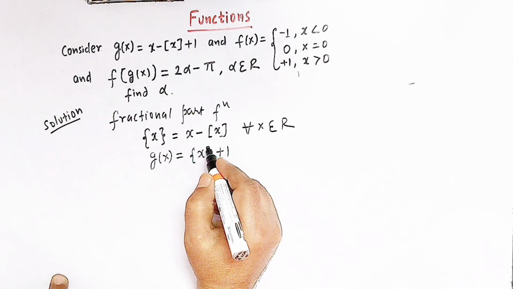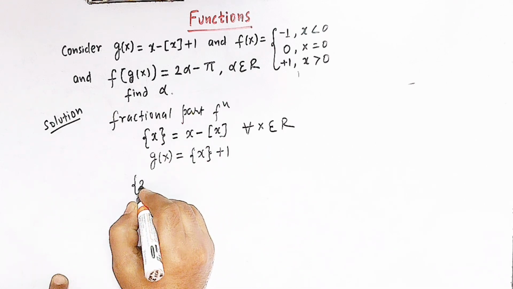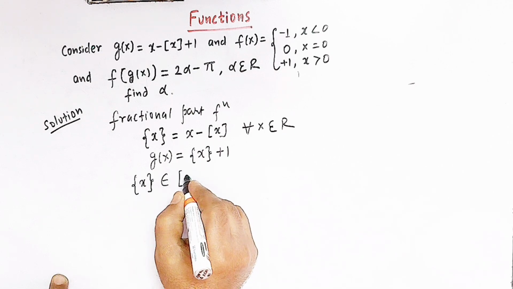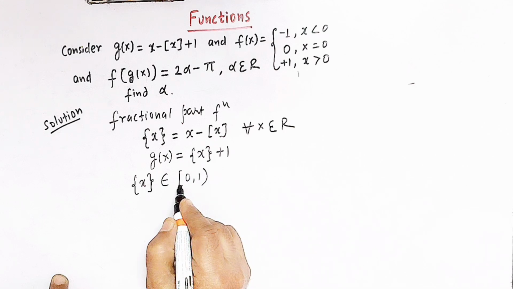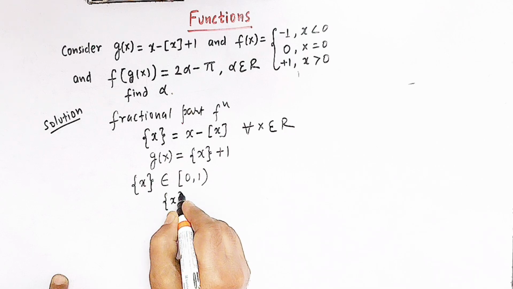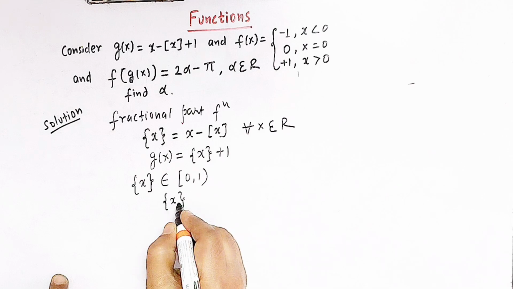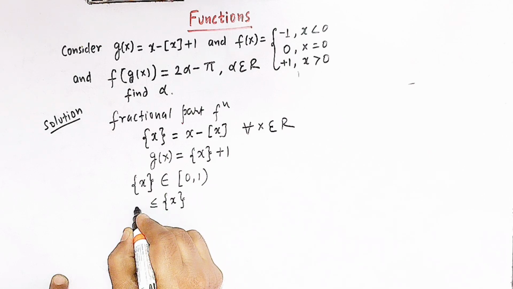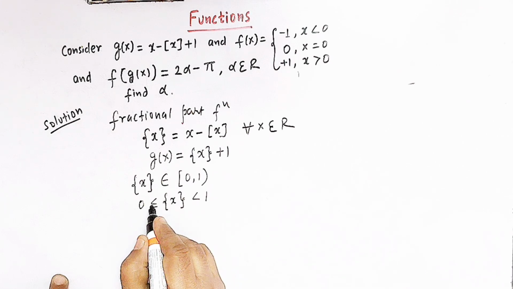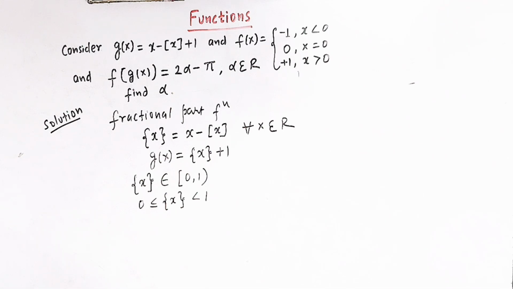Now let us see the range of fractional part function. We know that the range of fractional part function is given by the interval 0 to 1, where 0 is included and 1 is excluded. So we can also write it like this: for all values of x belonging to R, fractional part of x lies in the interval 0 to 1. So fractional part of x is greater than or equal to 0 but less than 1.